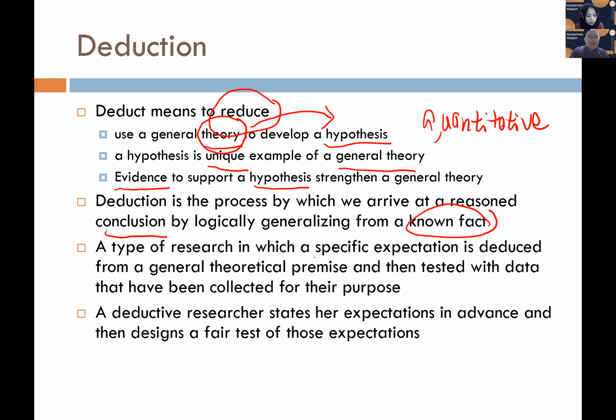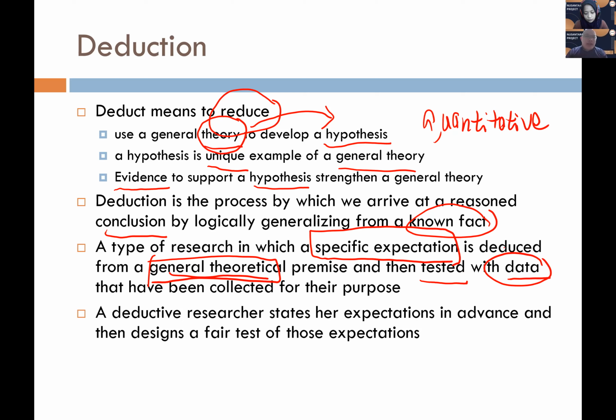So deduction is a type of research in which a specific expectation is deduced from a general theory, and we will test it with data. Remember, a hypothesis is a very specific context in our research. So our specific expectation actually comes from a general theory. The theory is usually general, then we make it into a specific hypothesis. After we make it into a hypothesis, what should we do? We should test it with the data we collected.